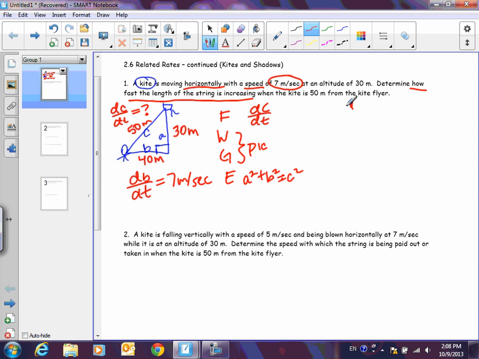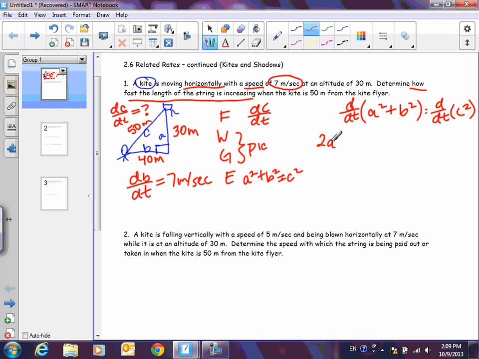We're going to take the derivative, d over dt, of a squared plus b squared, and we're going to take the derivative of the right side, which would be c squared. On every kite problem, this is what you're going to do. When you see kite, you need to think: draw the picture, Pythagorean theorem. Now we've got to take the derivative. What's the derivative of a squared? 2a.